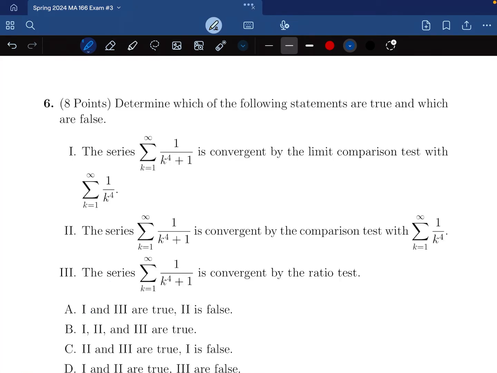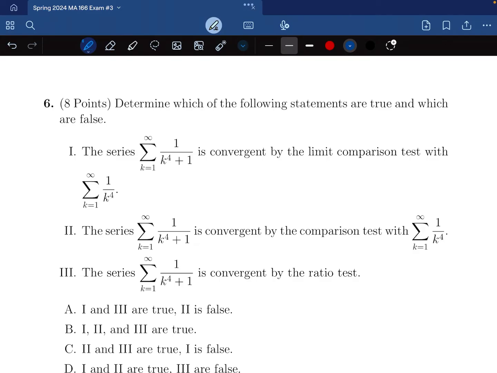Alright, problem set 6 says determine which of the following statements are true and which are false. Statement 1 says the series 1 over k to the power of 4 plus 1, from k equals 1 to infinity, is convergent by the limit comparison test with the series 1 over k to the power of 4, which is from k equals 1 to infinity.